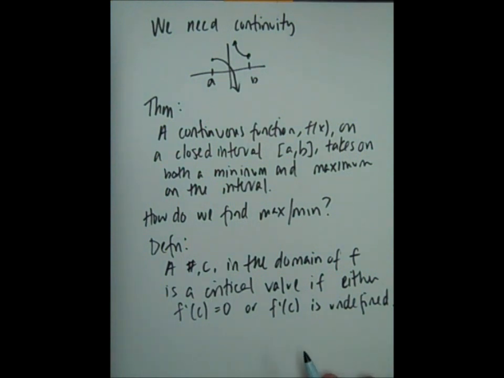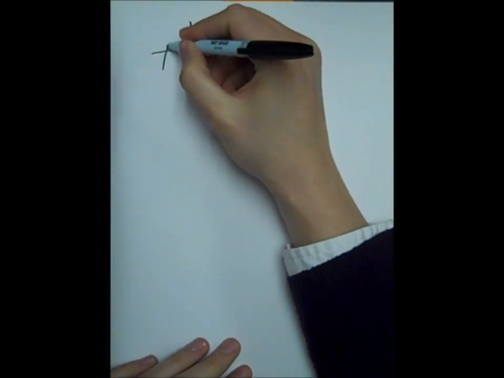So what is this saying? This is saying that if I want to find critical values, I take the derivative and see where it is 0 or where it is undefined. Now you might be wondering, why are we talking about critical values? So think about the graph of a function.